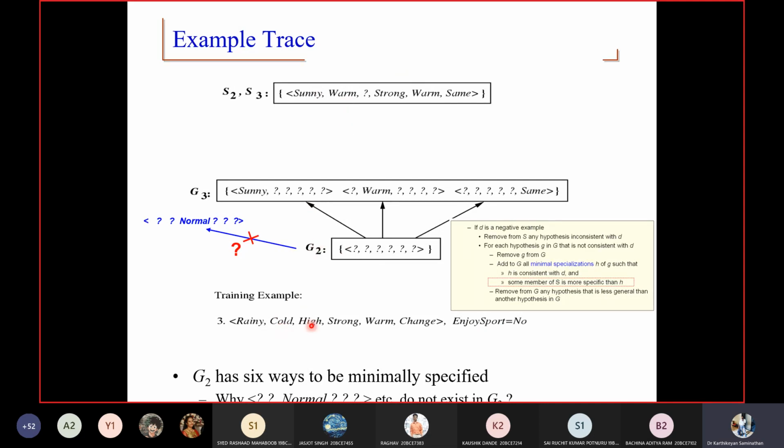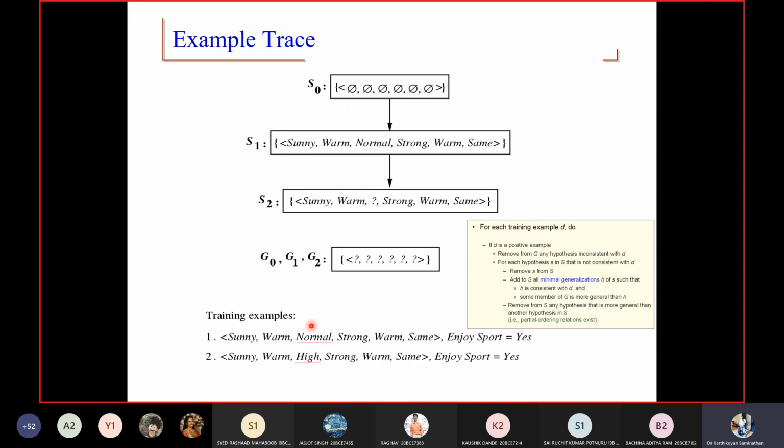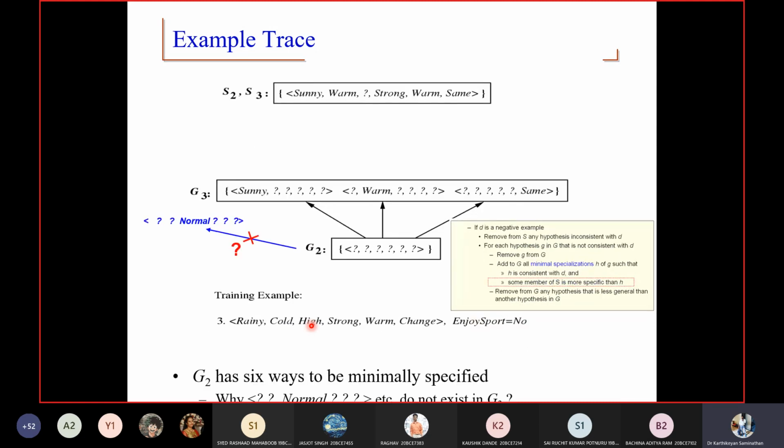High versus, what is the S2? High versus question mark. So question mark will be the answer. Strong versus strong. So you can keep strong. Warm versus warm. You can keep warm. Change versus same. So there is a contradiction. So you need to keep same as the answer here. So now this becomes your S3. What is G3 here? There will be a G3. So now I need to compare.